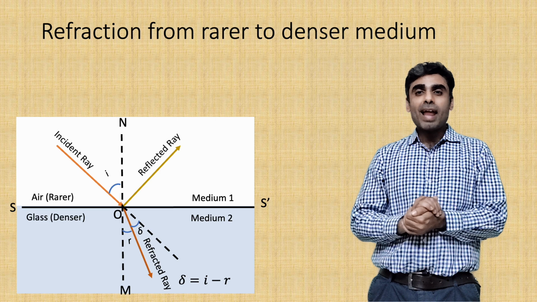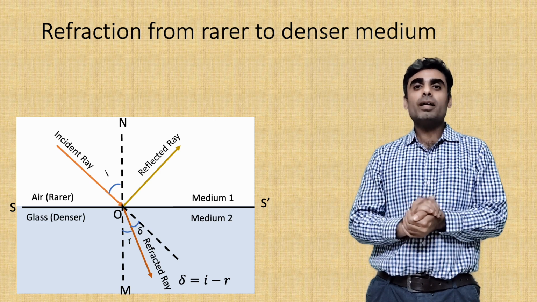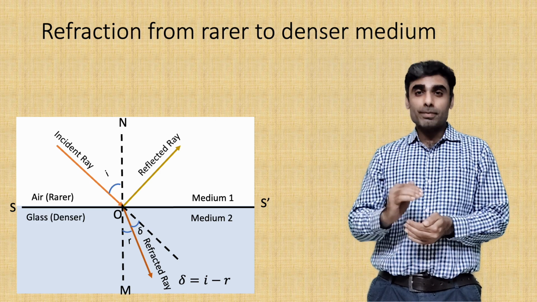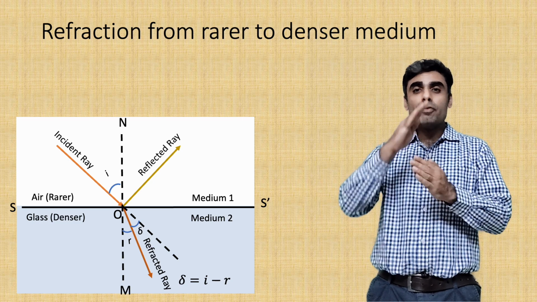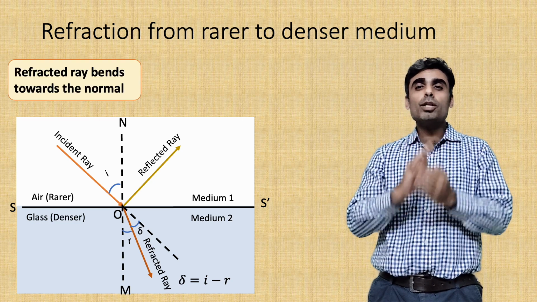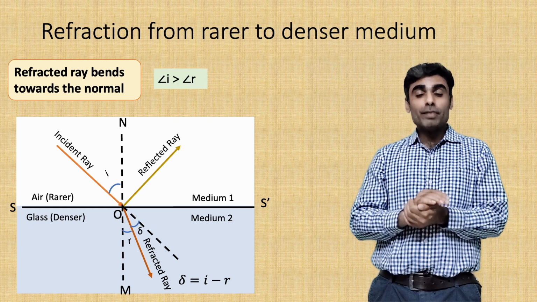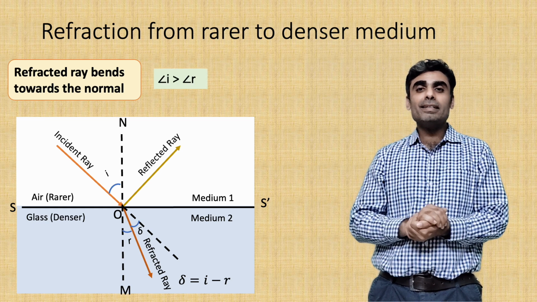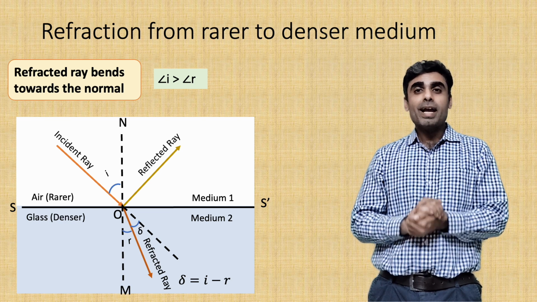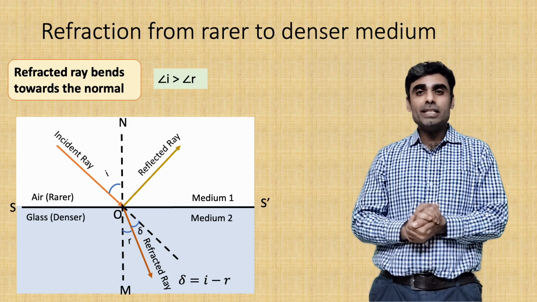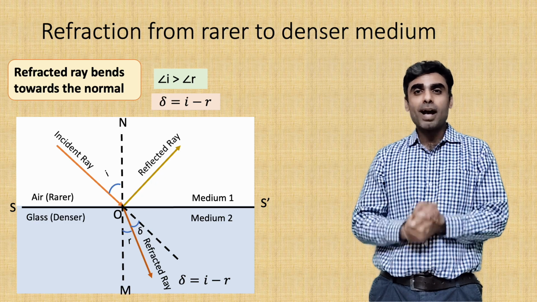So, when light travels from a rarer medium to a denser medium, the refracted ray is bending towards the normal. And therefore, the angle of incidence is greater than the angle of refraction. And deviation delta is equal to I minus R.